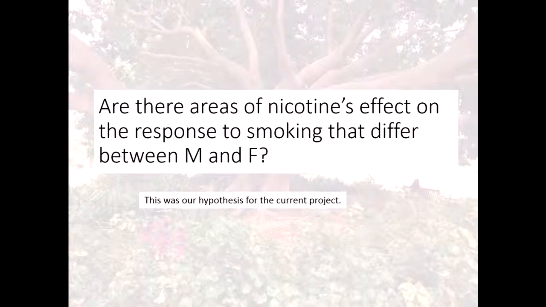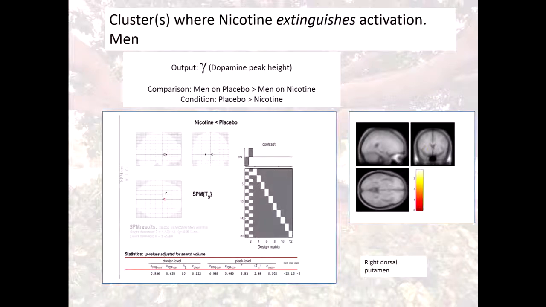And so this is just SPM results asking, it's a little complicated to ask in the SPM sense, but effectively it's: are there places, this is just men, is there somewhere where the response under placebo is greater than the response under nicotine patch? And we regard that as a place in the brain, a response that is extinguished by the nicotine patch.